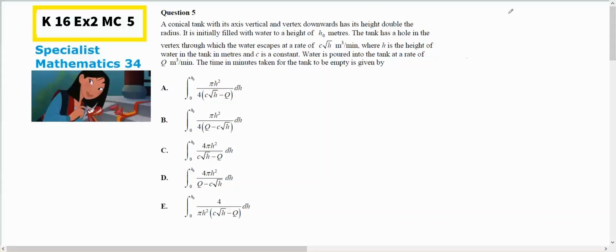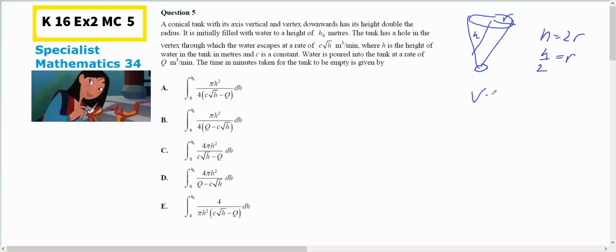Okay, so I've got a conical flask and its vertex is downward, so there's my vertex downward. It has a height which is double its radius, so if this is the radius and this is the height, so the height is equal to 2 times the radius, or the radius is equal to h on 2.